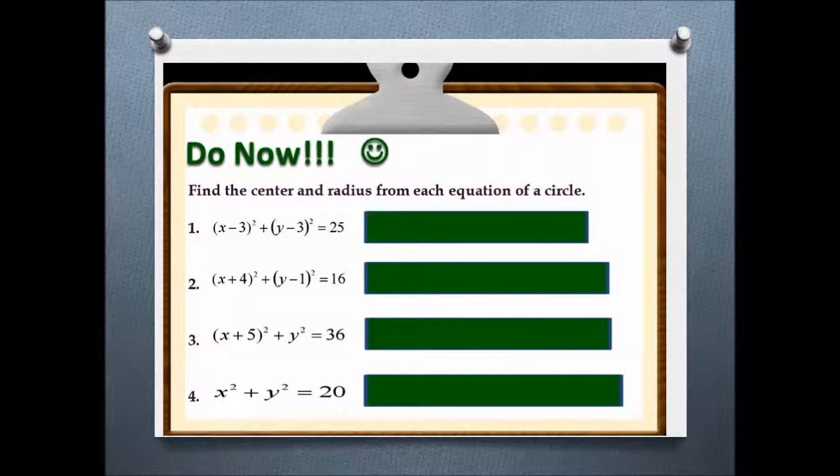Now let's check your answer. For number 1, the center is at (3, 3), and the radius is 5. Number 2, the center is at (-4, 1), radius is 4. Number 3, the center is at (-5, 0), and the radius is 6. And for number 4, the center is at the origin, (0, 0), and the radius is 2√5.